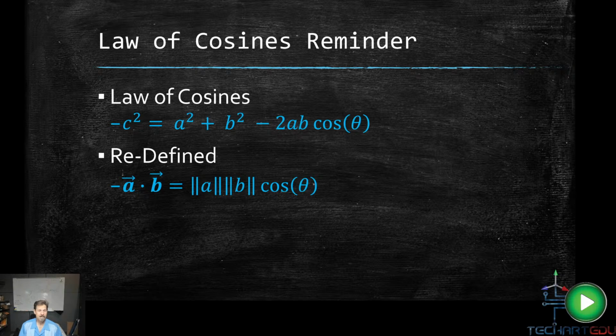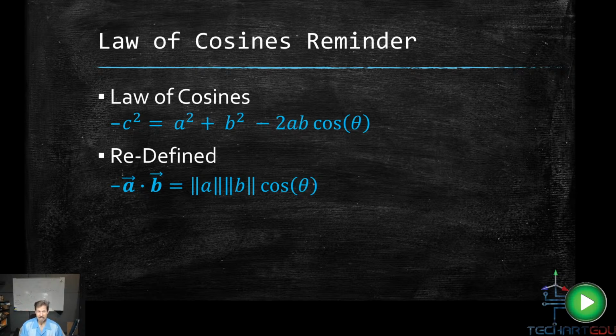The law of cosines says that c squared equals a squared plus b squared minus 2ab cosine. So what this does is, if we combine this with the dot product, we get that the dot product of A dot B equals the length of A times the length of B times the cosine of the angle between these two vectors.